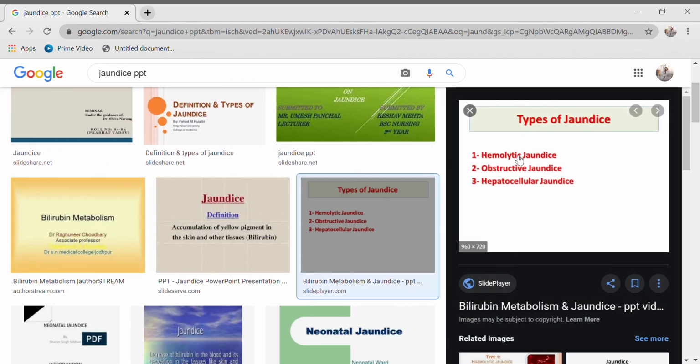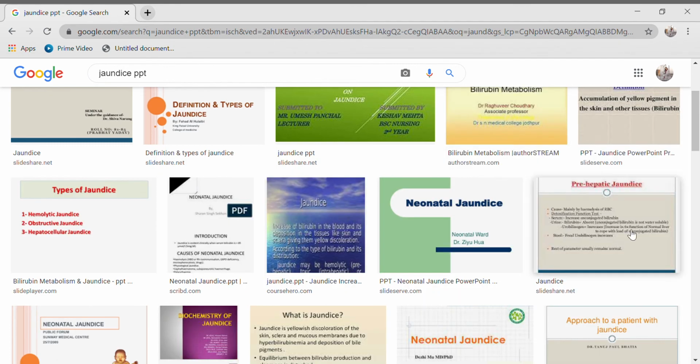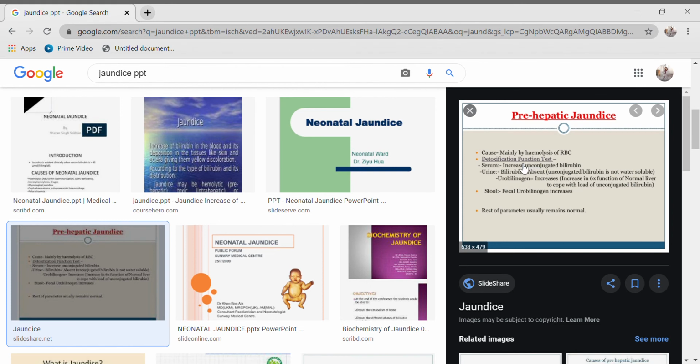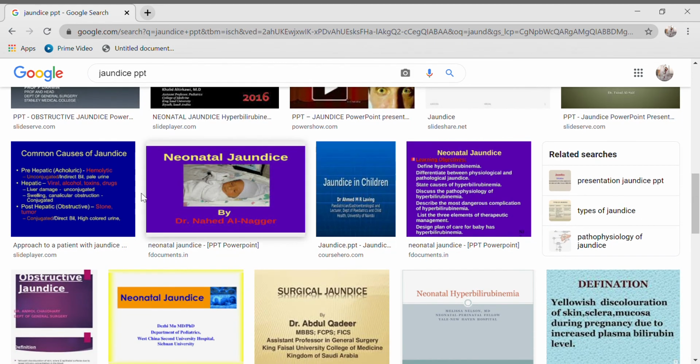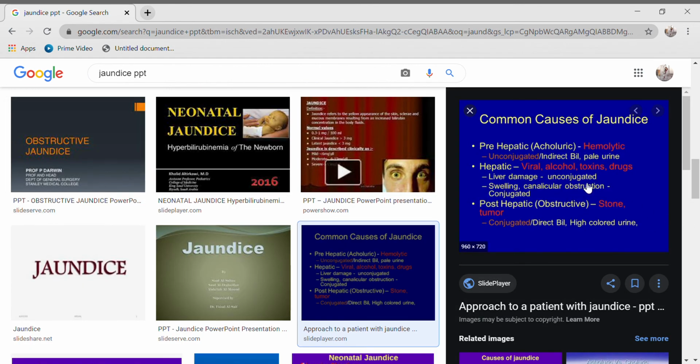You have hemolytic jaundice, hepatocellular jaundice. This is pre-hepatic, this is hepatic, and this is post-hepatic type of jaundice. Pre-hepatic jaundice is caused mainly by the hemolysis of RBCs. When there is an increased amount of unconjugated bilirubin in the blood, it causes pre-hepatic jaundice. Whereas hepatic jaundice may be due to both conjugated and unconjugated bilirubin, and there will be least uptake of bilirubin into the hepatic cells. That's why hepatic jaundice is caused.